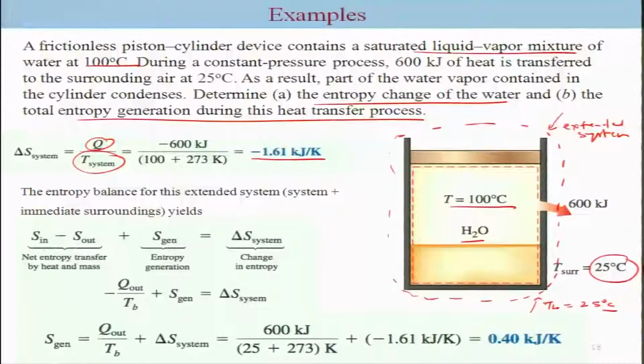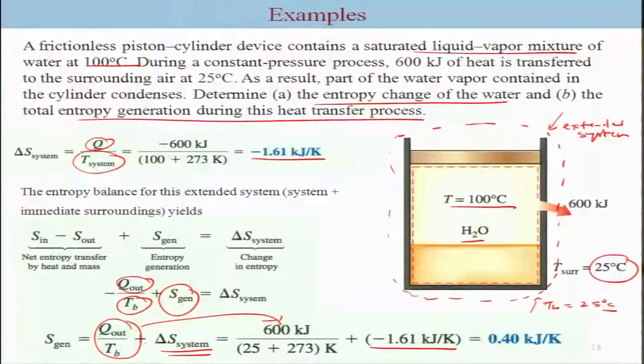If you consider the total entropy balance, you have S in minus S out. There is no S in, only the heat is being transferred. At the boundary of the extended system, this is Q out divided by T B, which is 25 degrees Celsius, plus S generation is equal to delta S system. Now, S generation is the total entropy generation. So you can write S generation as Q out divided by T B plus delta S system. Delta S system we know, and the entropy due to the heat can be written in this way. So this plus delta S system, which we have already calculated, will give us the total entropy generation during the heat transfer process. The idea is basically to make use of the extended system in order to calculate this.